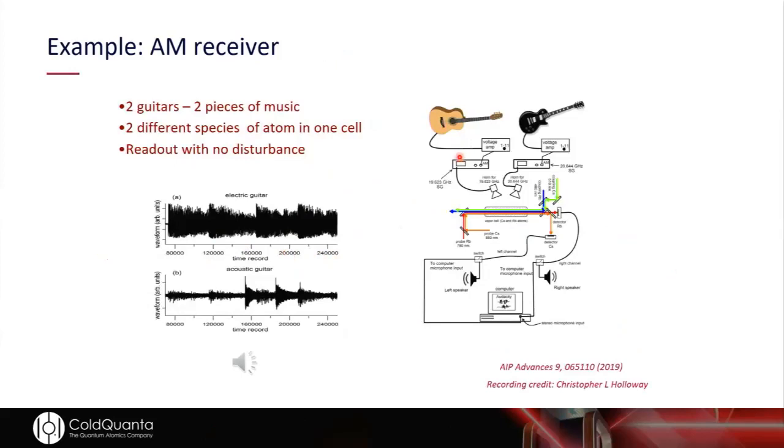Two different guitars are used to play music. The sound of the music is programmed into two different microwave sources and radiated into free space. An atomic vapor cell containing two species of atoms detects the two pieces of music, and the readout goes through two channels without disturbance.